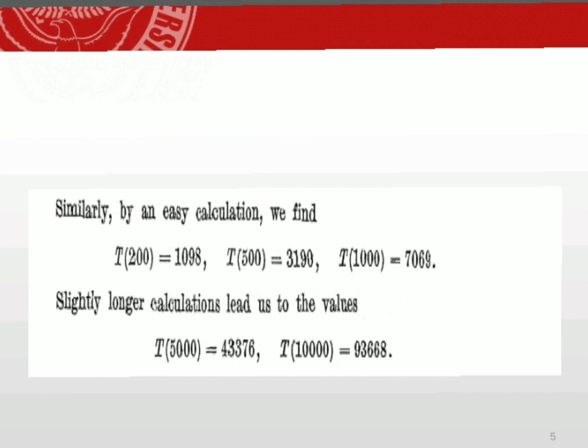Slightly longer calculations lead us to the values t of 5000 equals 43,376, and t of 10,000 equals 93,668.